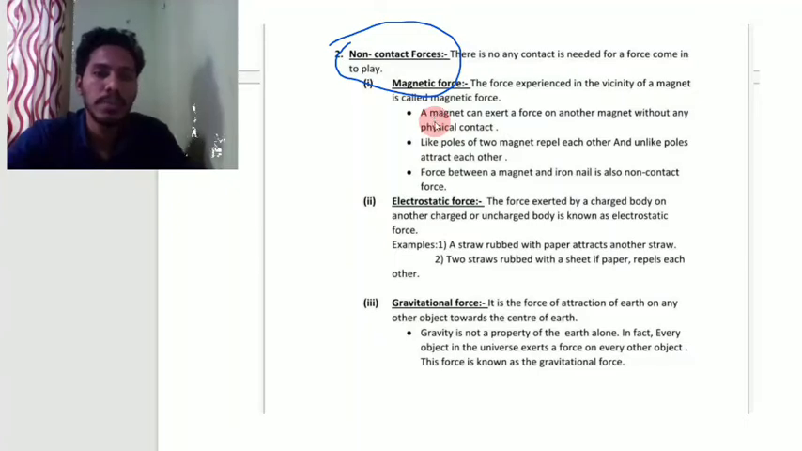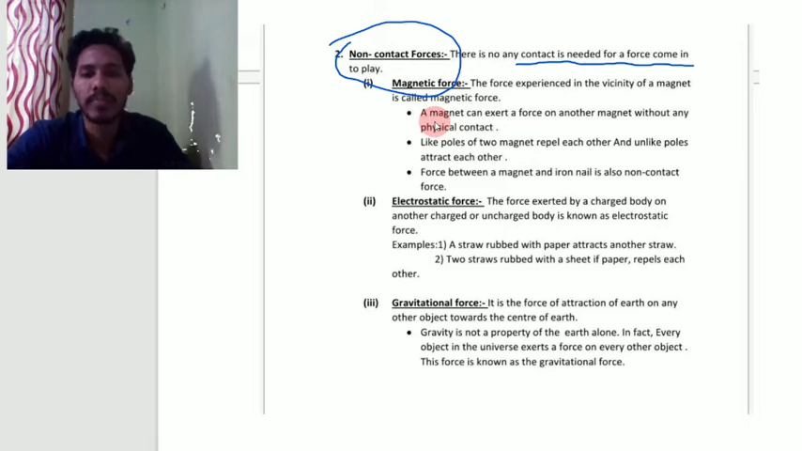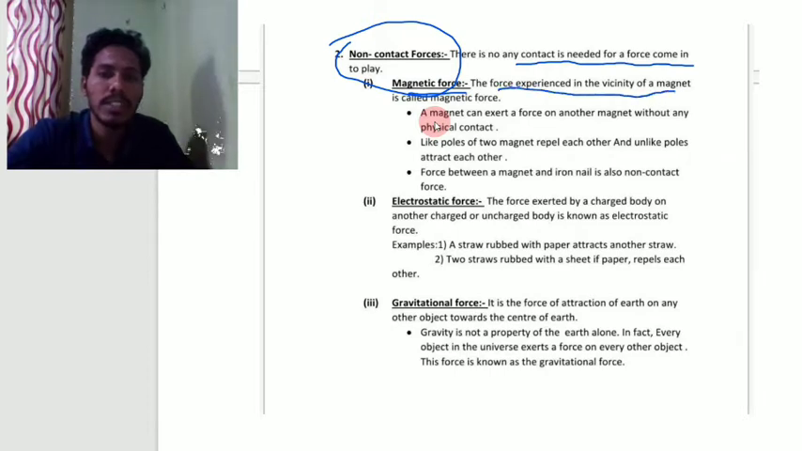Then the next classification is non-contact force. It means no contact is needed for the force to come into play. There is no need to touch that object. Without touching any object, we can apply this type of force. We can go through the examples. First one is magnetic force. A magnet does not touch the object when it exerts a force on that object. So the force experienced in the vicinity of a magnet is called magnetic force.